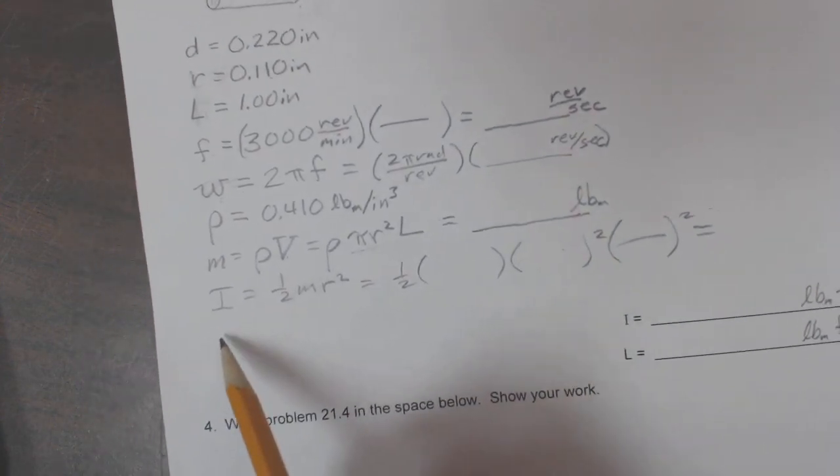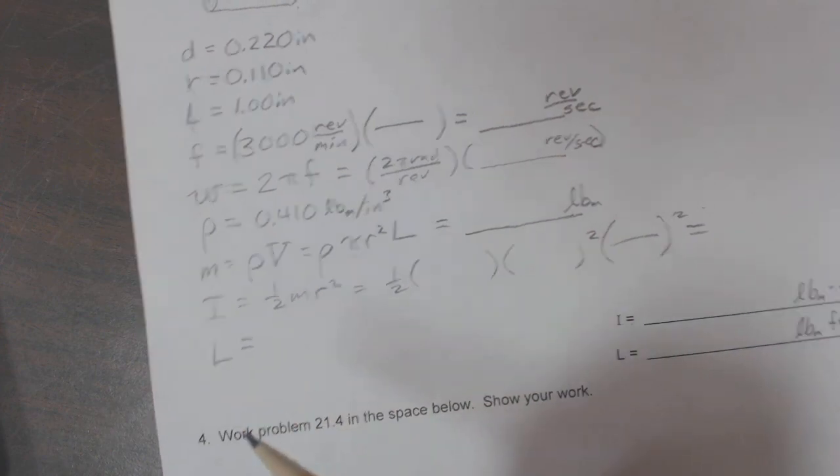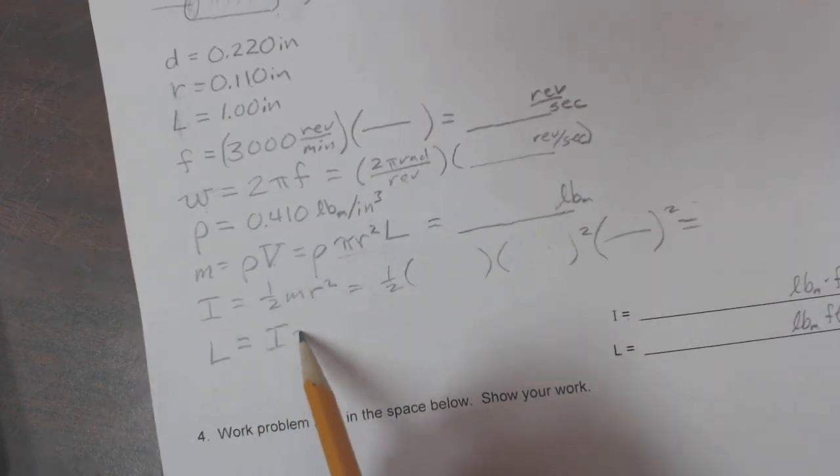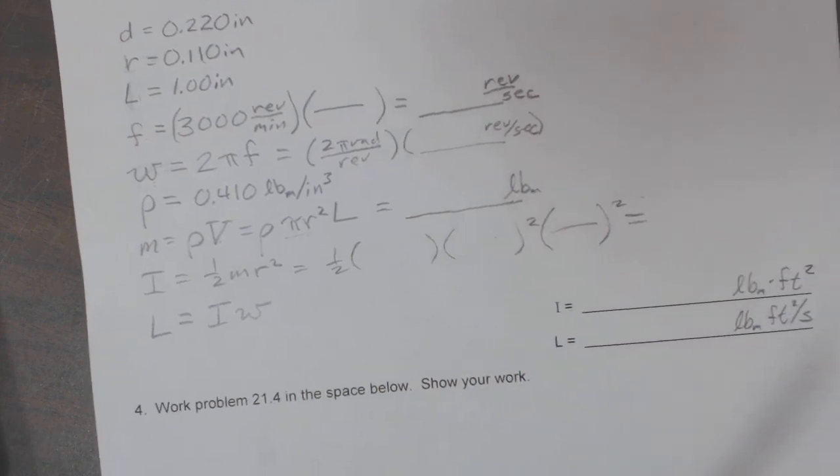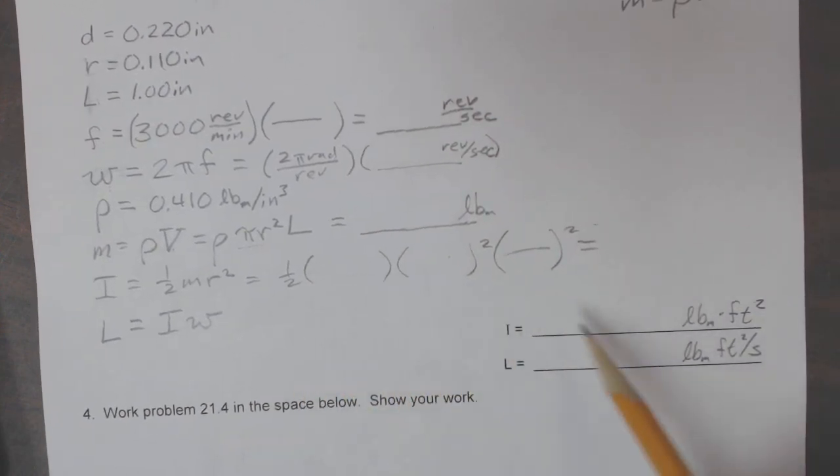Then remember that the definition of angular momentum of a solid rotating body is simply I times omega. Do your unit analysis, make sure that everything works out, and remember that you can drop the radian at the end so that your units turn out to be pound mass, feet squared per second.